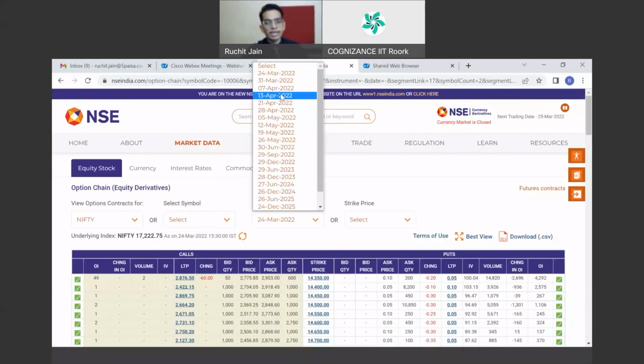So today was the weekly expiry where contracts got expired. Now the next expiry is on 31st March, which you can see, which is the last Thursday of the month, when the stock options will also expire. Now, if you scroll down over here, there are different columns.